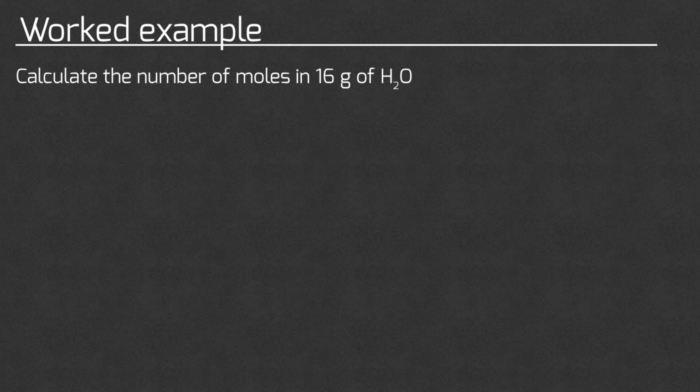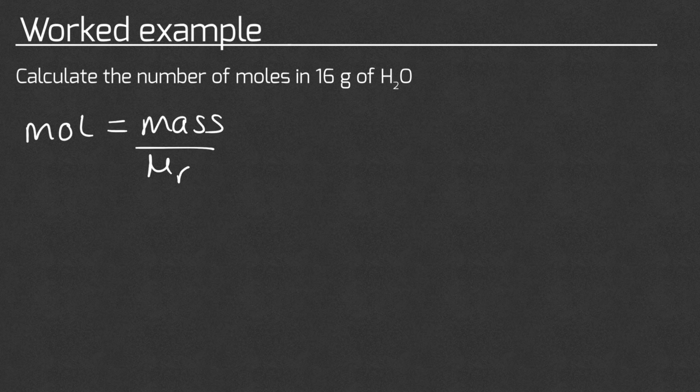So let's look at a worked example and put this equation into practice. We need to calculate the number of moles in 16 grams of water. The first thing you should do is write out the equation and see if you need to rearrange it. So we know that moles equals mass divided by molecular mass. In this case, we'll be asked to calculate the number of moles, so we don't need to rearrange the equation, we can just use it as is.